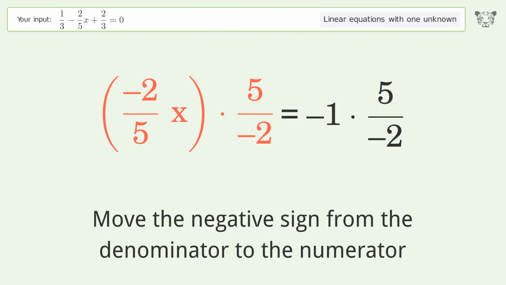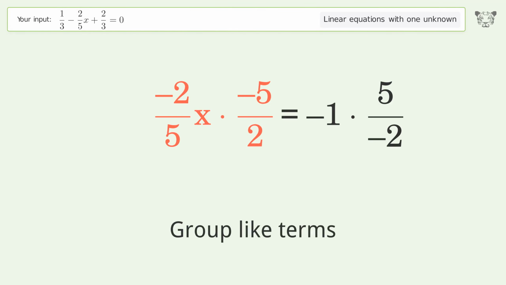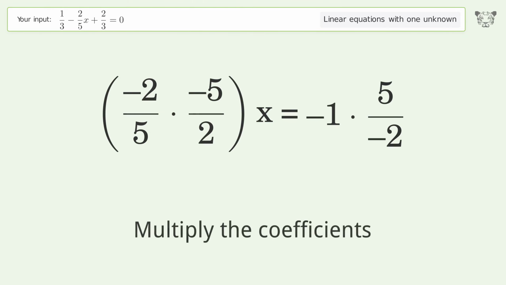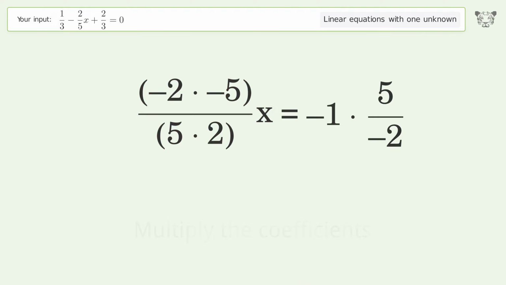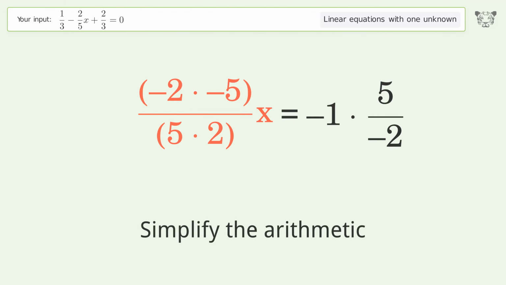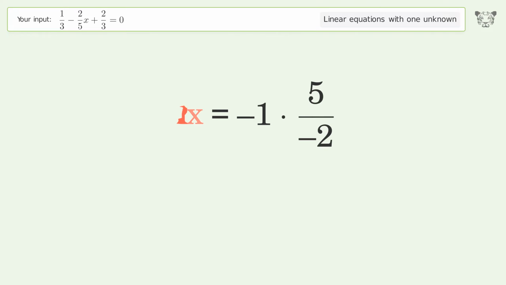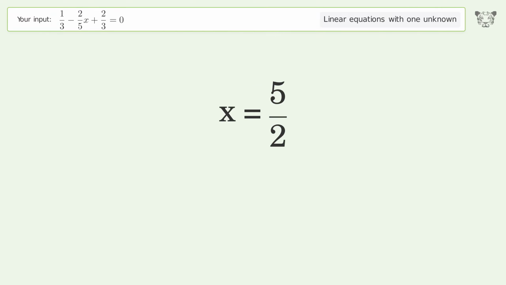Move the negative sign from the denominator to the numerator. Group like terms. Multiply the coefficients. Simplify the arithmetic. Cancel out the negatives. And so the final result is x equals 5/2.